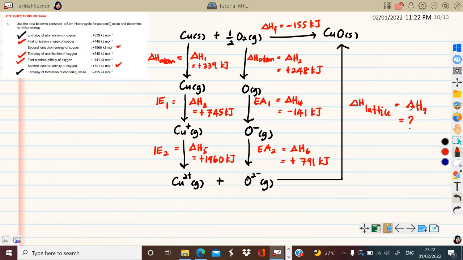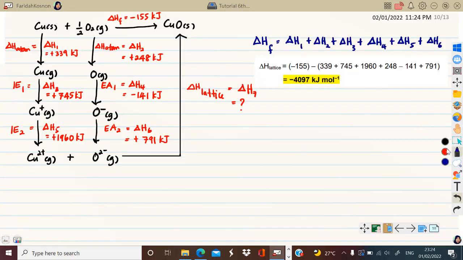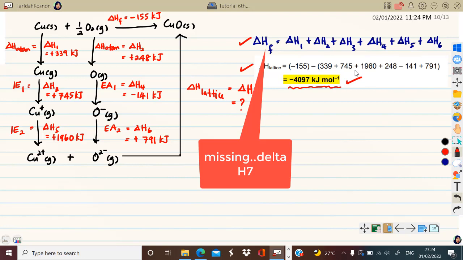Alright, okay, so to solve the problems, you will use Hess's law. By applying the Hess's law, alright, so write down the formula, show the substitution. So finally, the answer should be negative 4097 kilojoule per mole. Alright, so this is the way how we construct the Born-Haber cycle for copper oxide by using simple energy cycle.